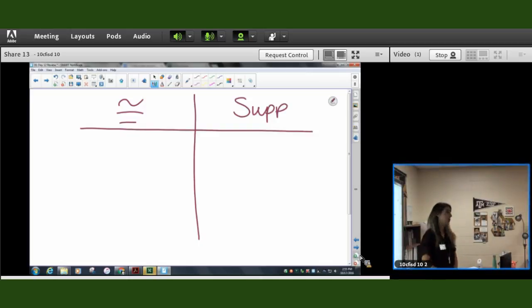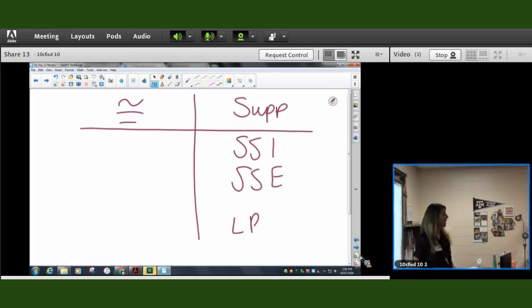So then we put all of our vocab words into 2 columns. Which ones went in the supplementary column? Same side interior went there. Same side exterior went there. And then from another unit, linear pair. Now, do you need parallel lines to have a linear pair? No. Supplementary? No. So be careful. You don't need parallel lines for that to happen. But you need parallel lines for these two to be supplementary.